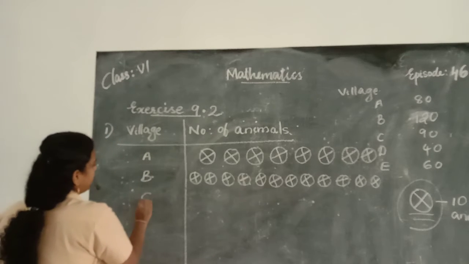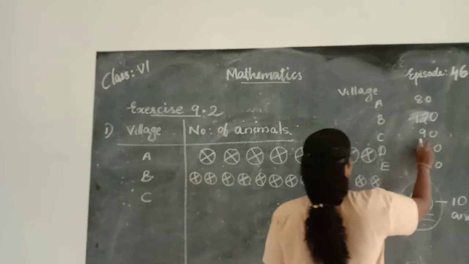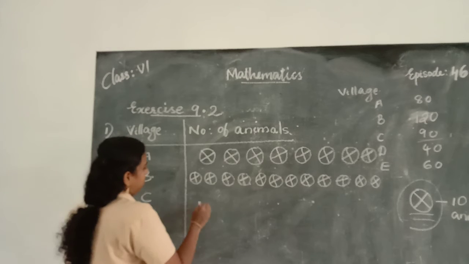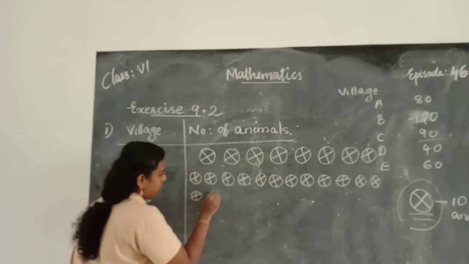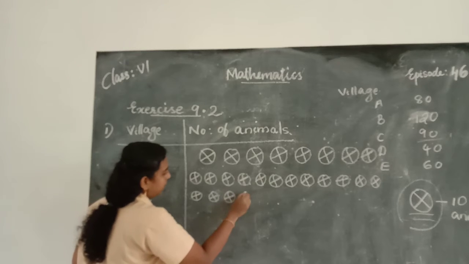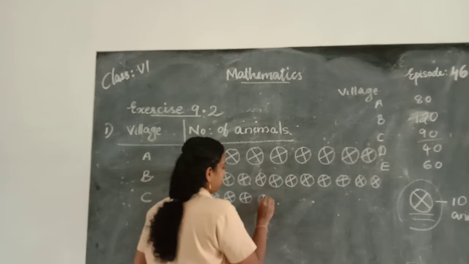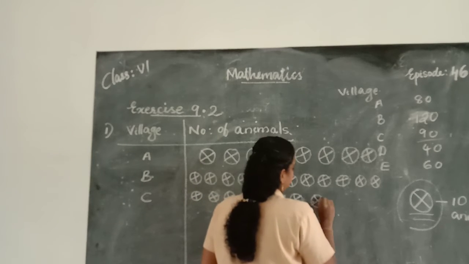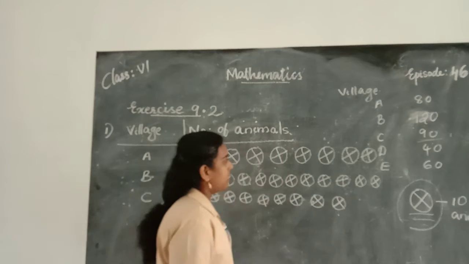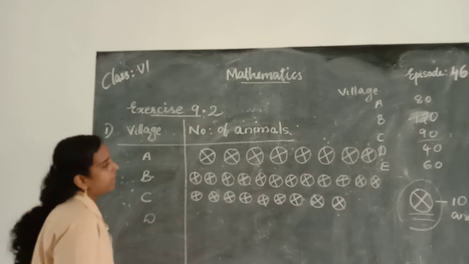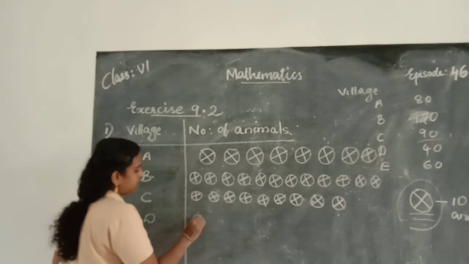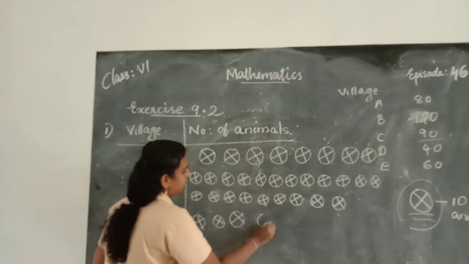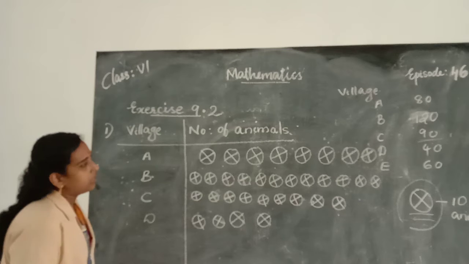Then next village is village C. There were 90 animals present in village C. So 9 into 10 we get 90. So 10, 20, 30, 40, 50, 60, 70, 80, 90. Then village D with 40 animals. The first figure stands for 10, 20, 30, 40.